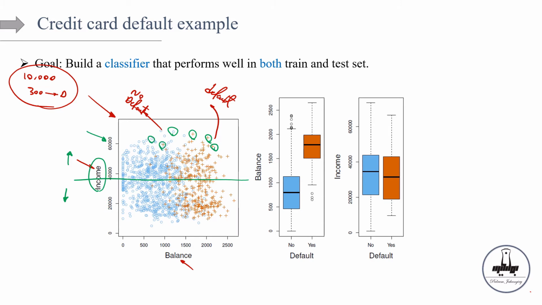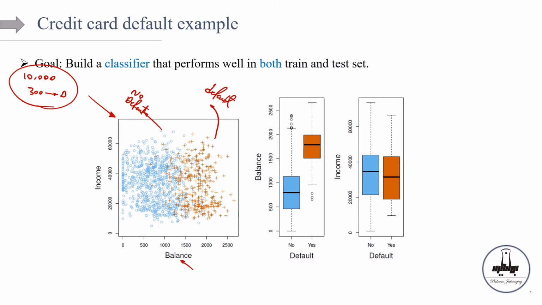So, and the same story for very low income level people. Maybe the monthly income is very low, but even for those people, we have some observations that no default, or some observations that default. So it seems that all in all, this is not a good classifier, right? So how should we do that? We should think of a classifier that does a good job both in the train set and test set.